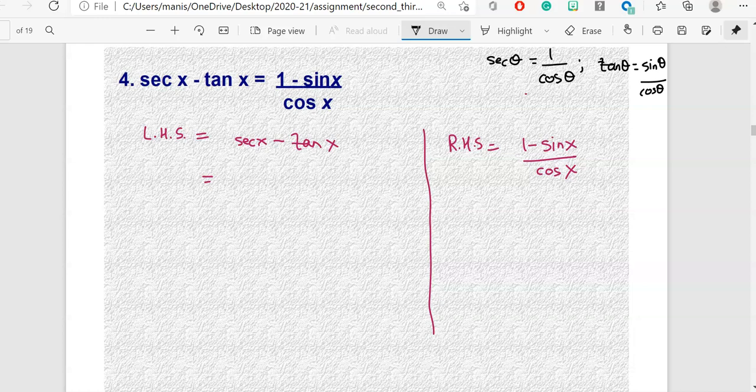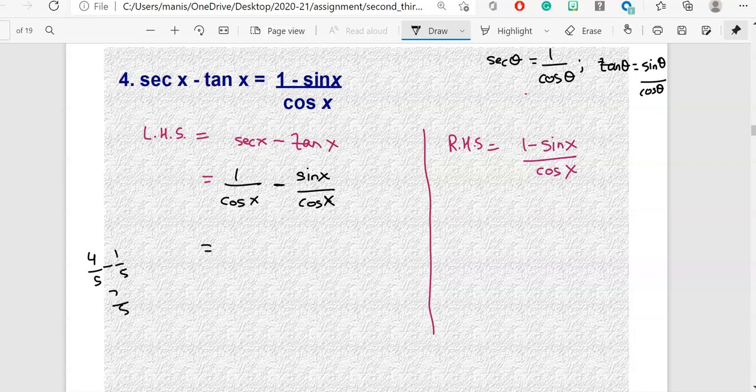So what I'm doing is I'm writing the formula each and every time. So I'll replace this by what? 1 over cosine x. This is my what? Sine x over cosine x. Now, you have to subtract these two fractions. How do you do it? Before I do anything, I just want to show you how to subtract fractions. So give me the answer for this. What is 4 over 5 minus 1 over 5?